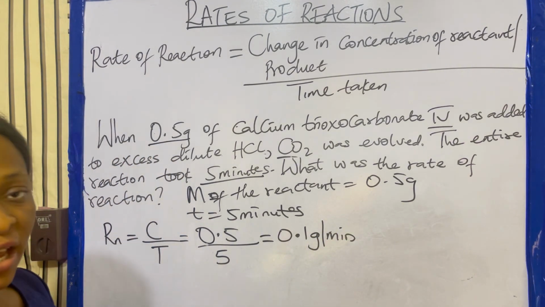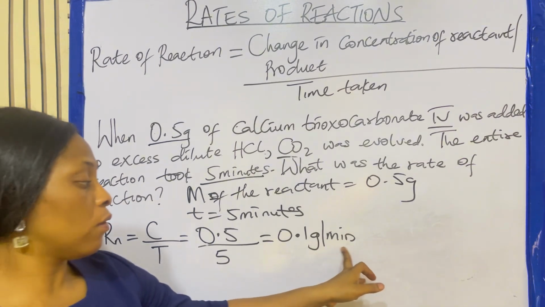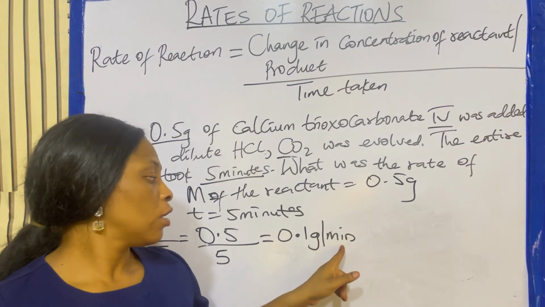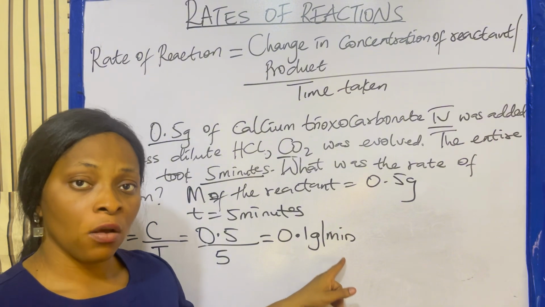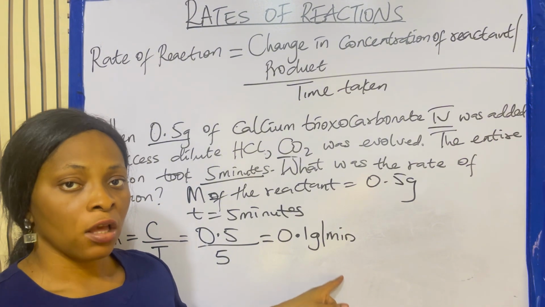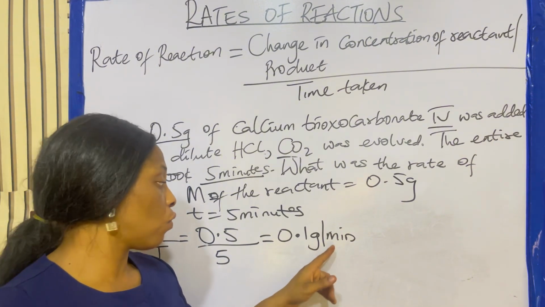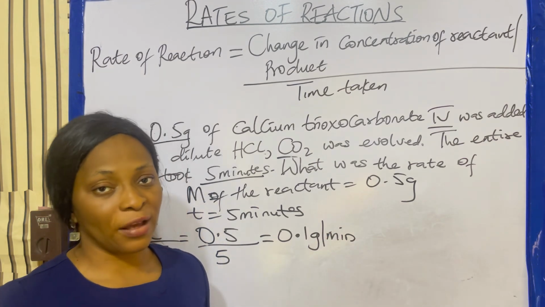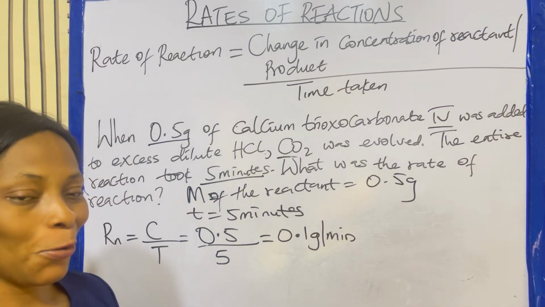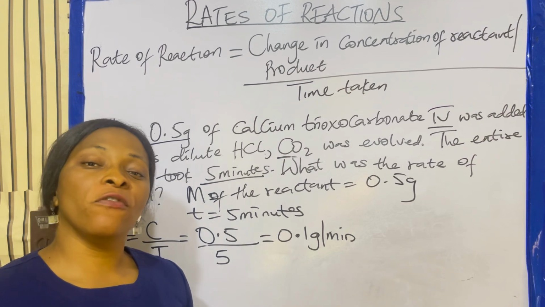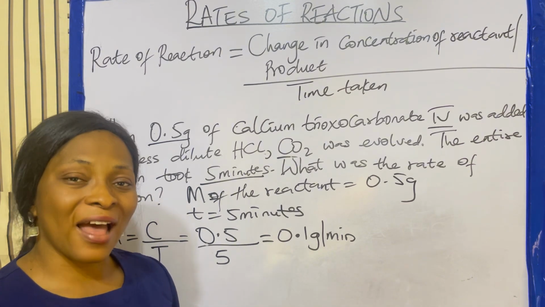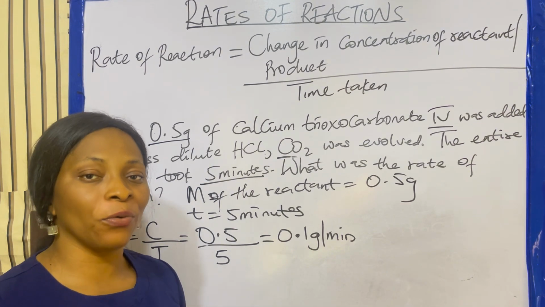However, you have to check your answer. If it is an OBJ question, you have to check your answer to know if this was left in minutes or left in seconds. If it was left in seconds, you are going to convert these minutes to seconds. Are we together? Okay, so quickly, let's move over to factors that affect the rate of chemical reaction.